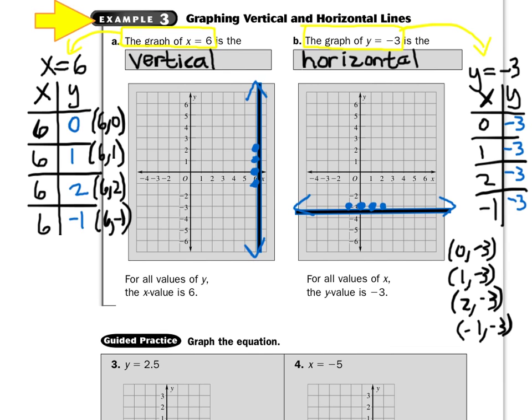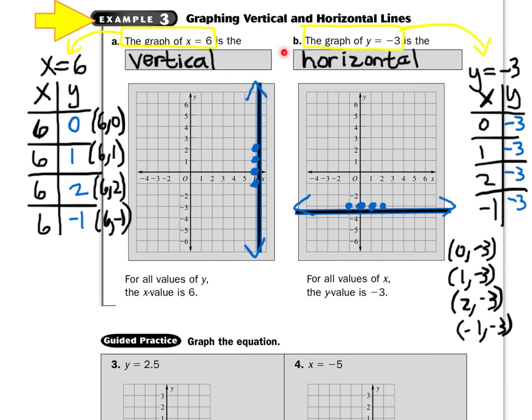All right? And then use your straight edge or your ruler, and I want you to draw a perfectly straight line through those 4 points and put arrows on both ends. So since this line goes straight up and down, we call it a vertical line, just like your backbone, your vertebrae. It goes straight up and down.